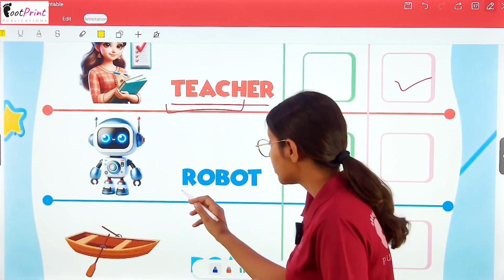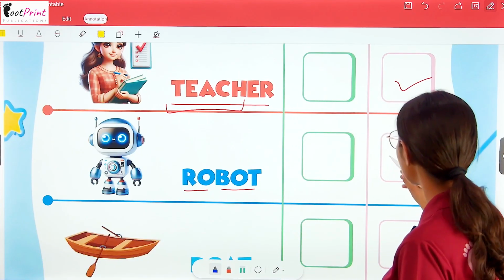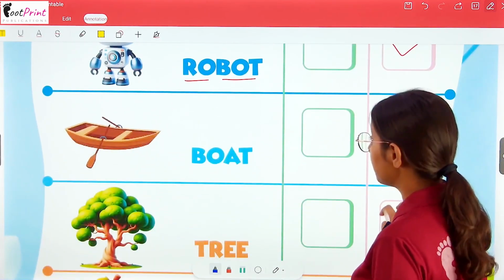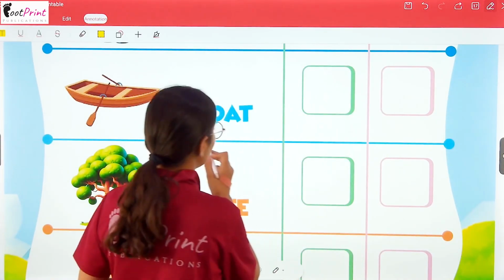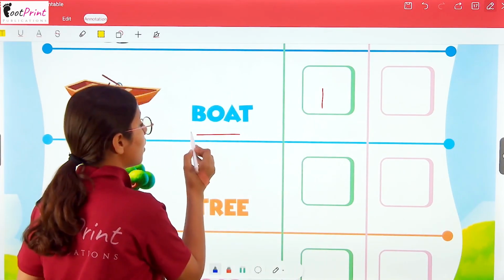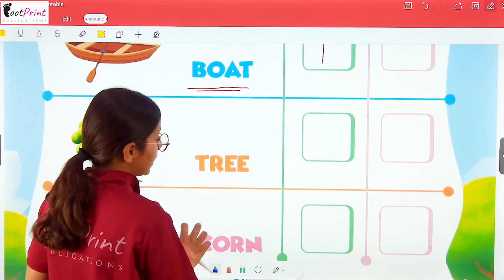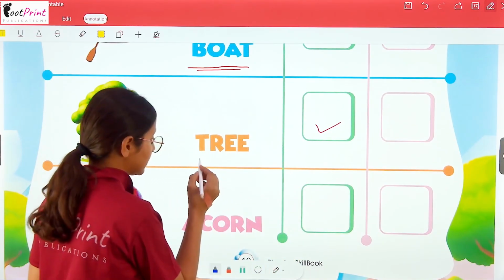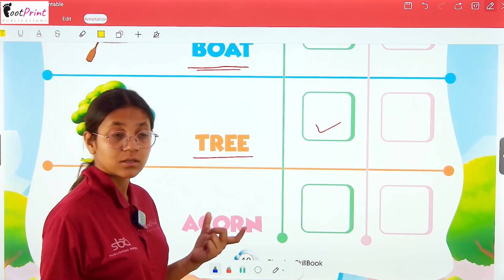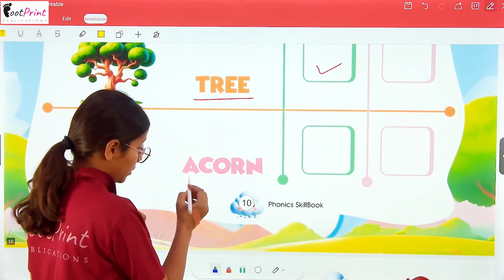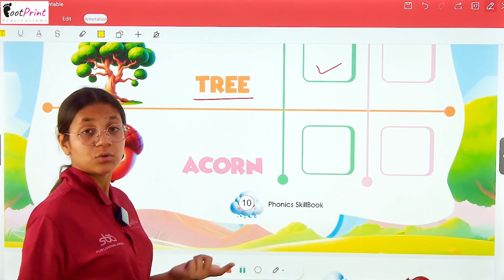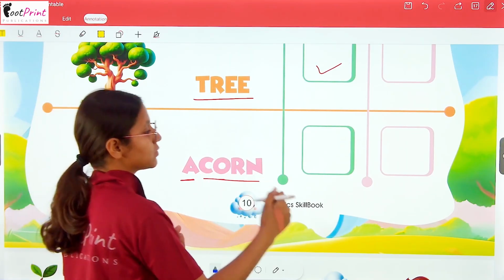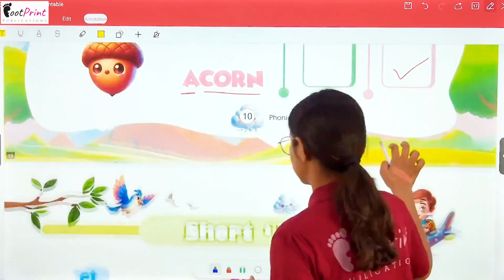Now the word robot. It also has 2 syllables. Now the word is boat. Boat has only 1 syllable. Now tree. Tree also has only 1 syllable. Now acorn. How do we read it? A and corn. Acorn also has 2 syllables.